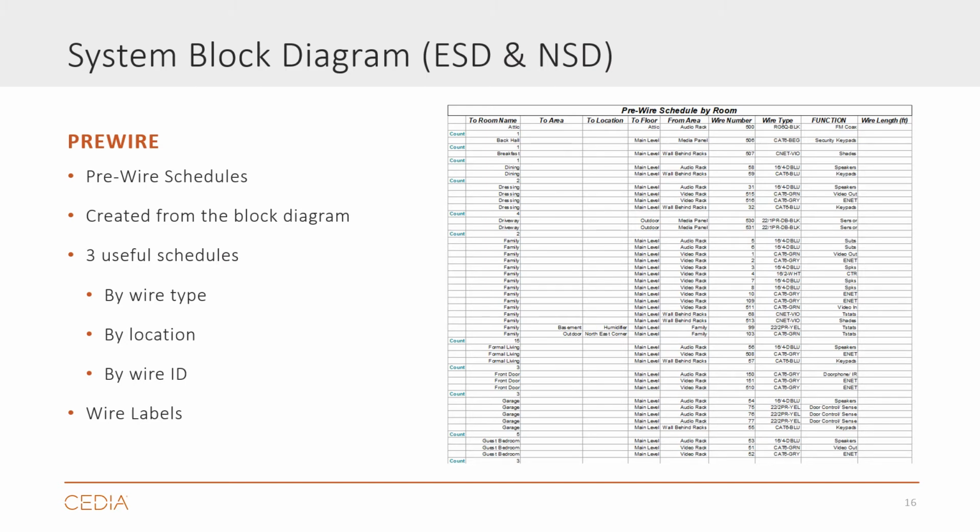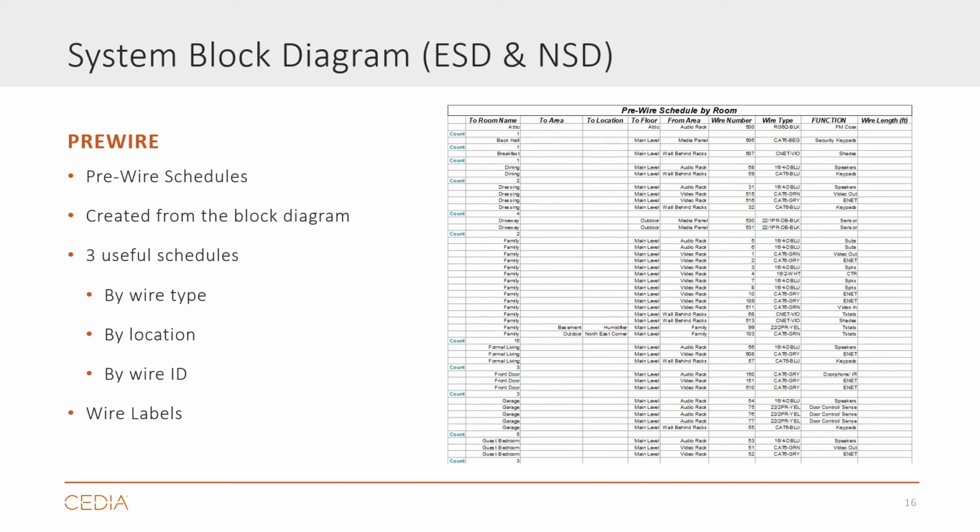As mentioned earlier, without yet knowing exactly what to be selected for head end and room equipment models, the pre-wire schedules can still be determined. The pre-wire schedules are generated from the system block diagram and can be shown with wires sorted by wire type, location, or wire ID for printing out wire labels. In each schedule, each row represents a unique wire run in the system. Schedule headings include a minimum of from area to room name, wire type, and wire ID or wire number.